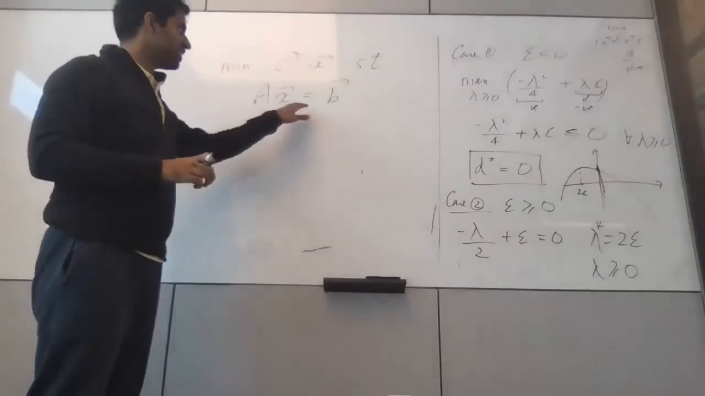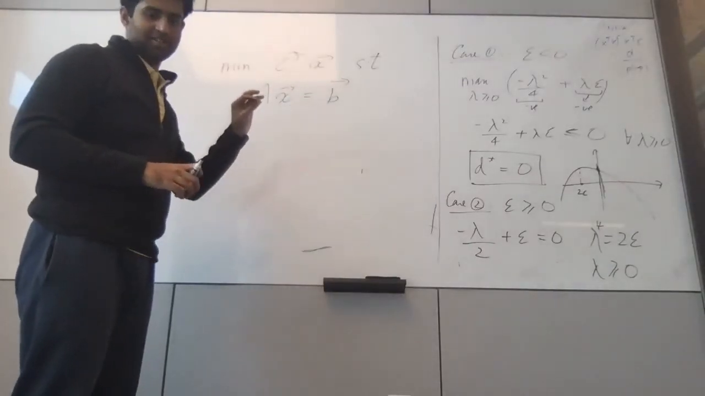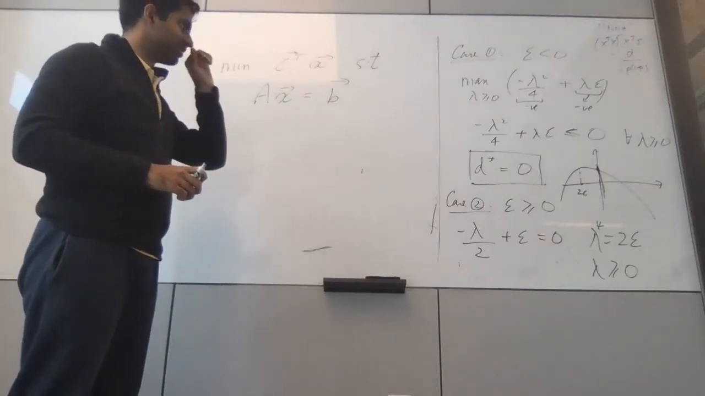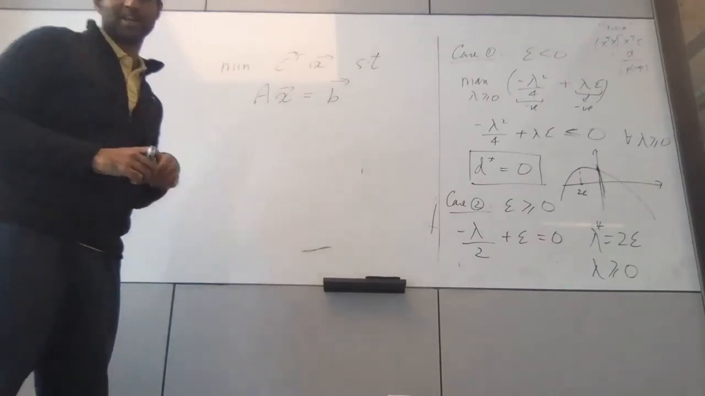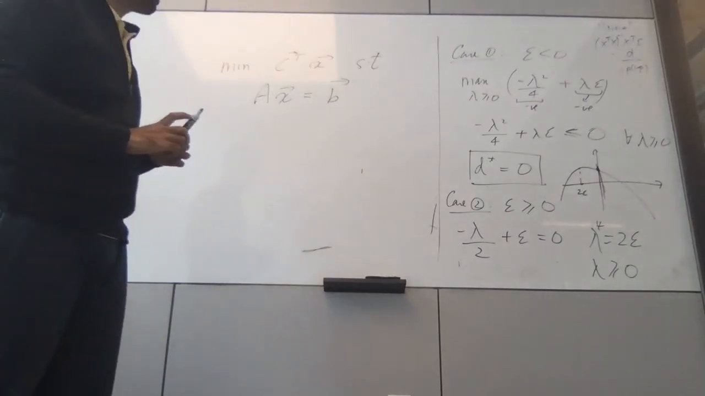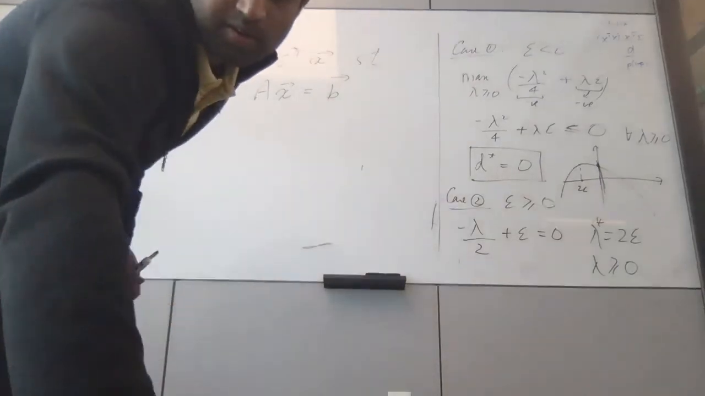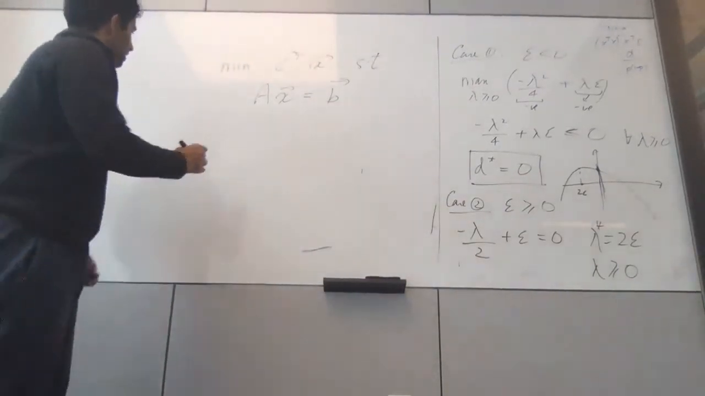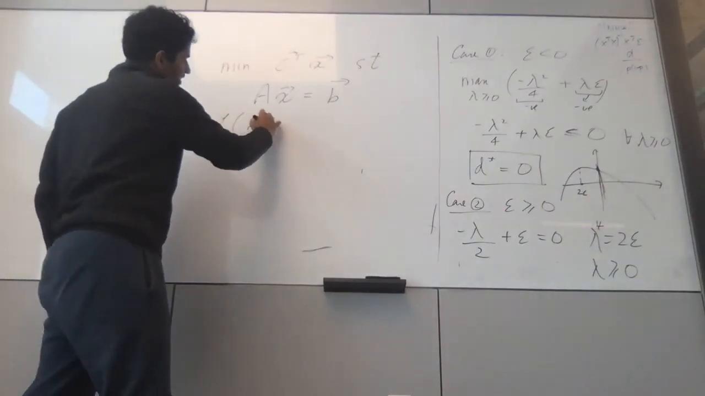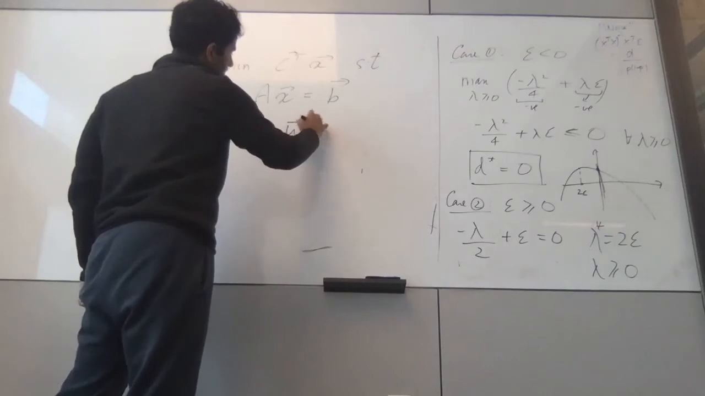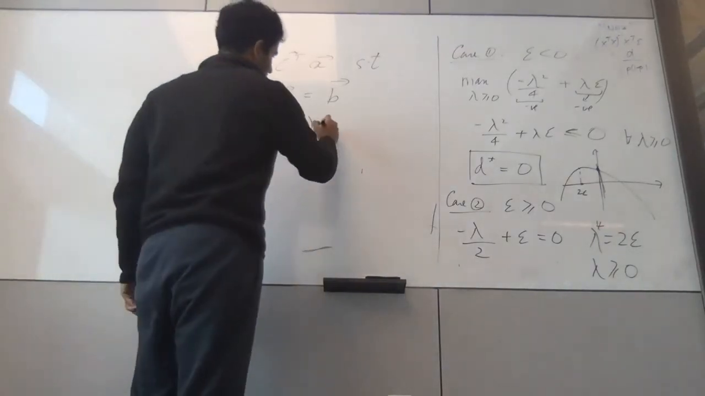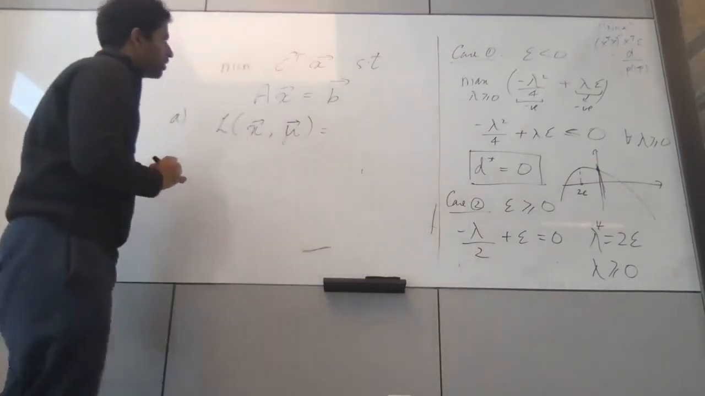Okay, so in this question, the constraints are equality constraints. So the dual variables that you introduce here can be unbounded. They're not constrained by being greater than or equal to 0. Okay, what do you have to do? The first part is you want to compute the Lagrangian of this function with respect to x and mu. So what is this going to be?